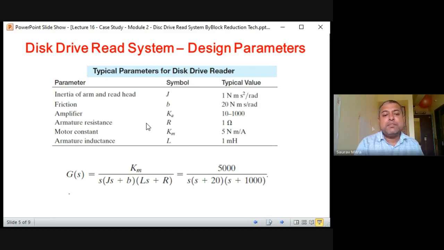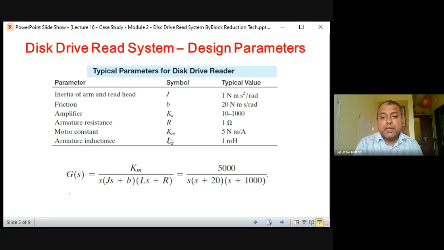Amplifier: there is an error amplifier, and it can have a gain of 10 to 1000, any value you can take. Armature resistance: I told you that it is a DC motor, and the DC motor has two coils inside it. One is called the field coil, and another is called the armature coil. The field coil produces the electromagnet, but in this case we are using a permanent magnet motor. That means there is no field coil, so there is only the armature coil, and it has a very small resistance R of 1 ohm.